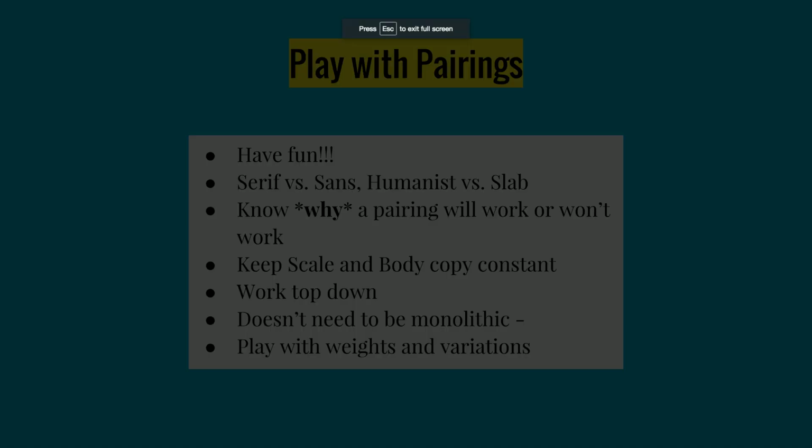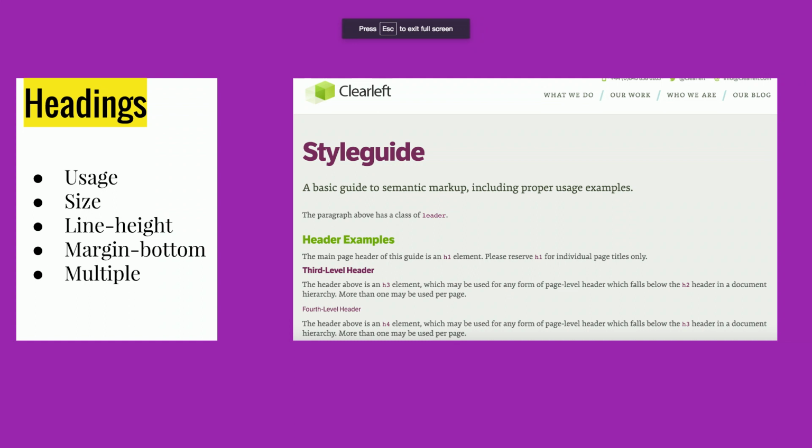So let's take a look at some of the stuff. This is an example from ClearLeft. This is their style guide, and it shows what an H1 is and what it is used for. It shows what a header example is, what a third level header is, and what a fourth level header is, i.e. your H1s, H2s, H3s, H4s, and it describes their usage too, which I think is really important. We're also going to define their size, line height, margin, and multiple. And so I'll come back to what the multiple is, but you should get a sense now that we're defining everything as we go. Okay?